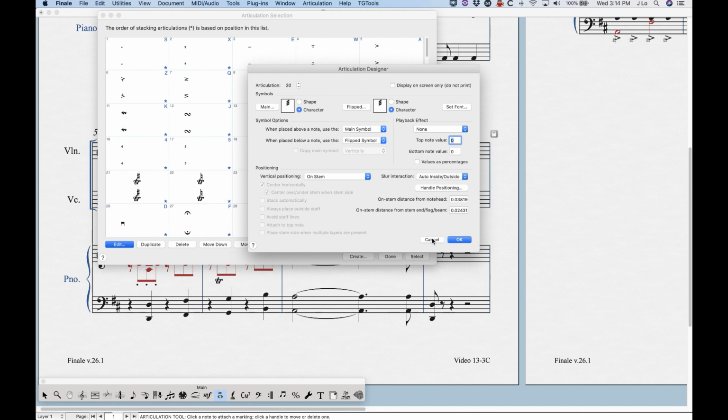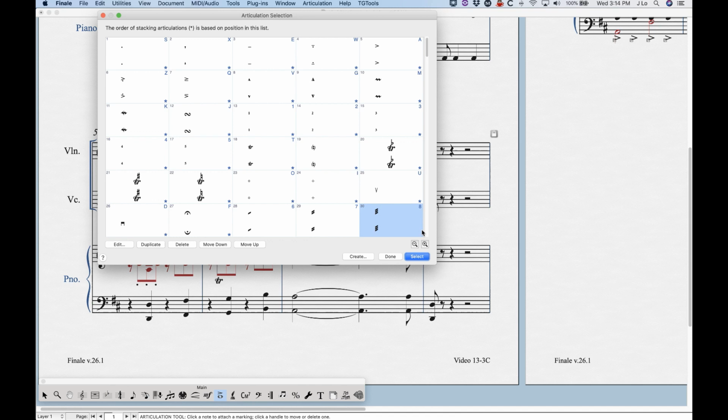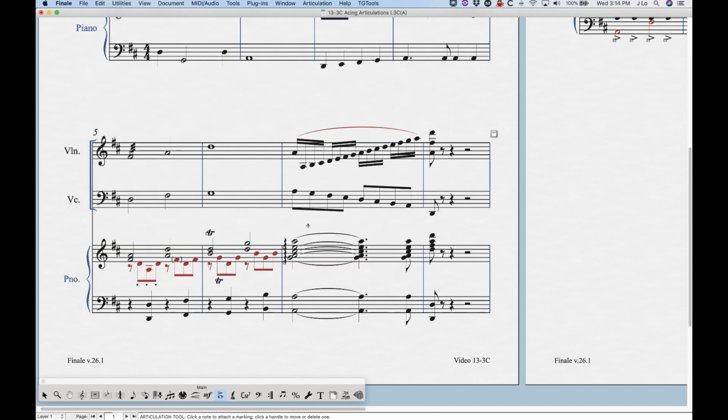I was just checking to see if there's anything else I want to say about that, but there is not. All right. So that is on stem. So that's basically all 7 of those positionings, okay? So let's talk about slur interaction.